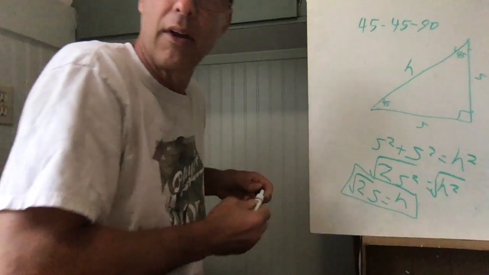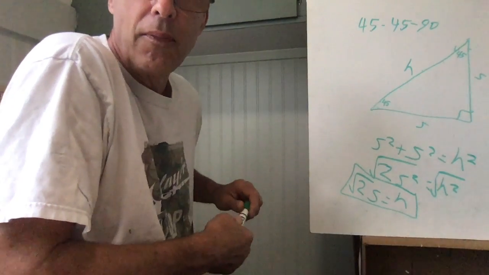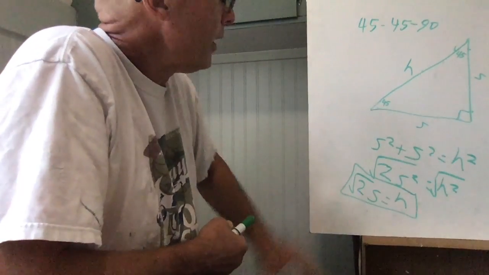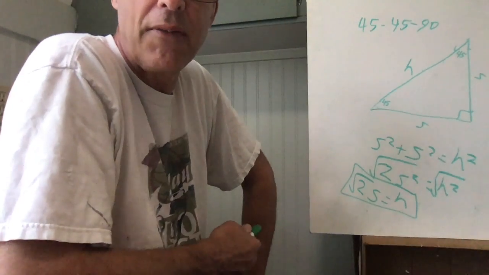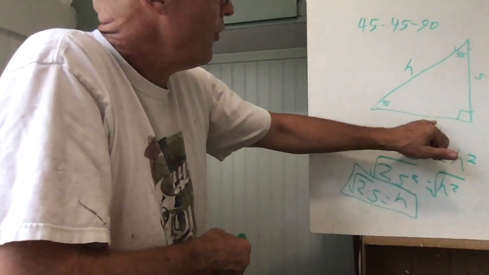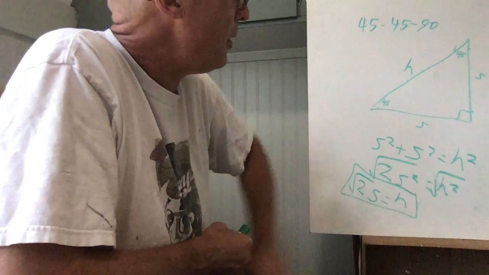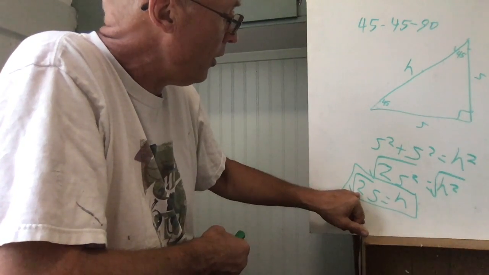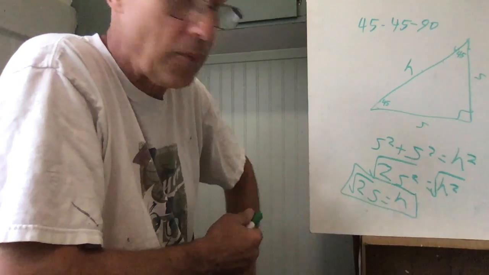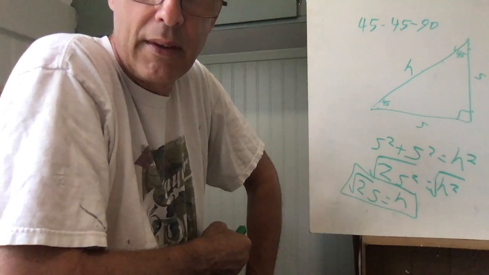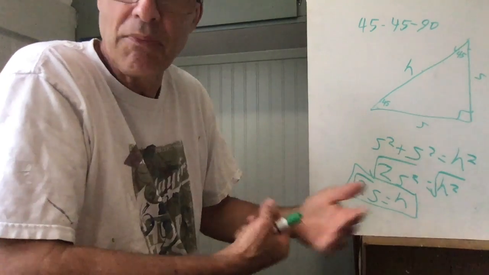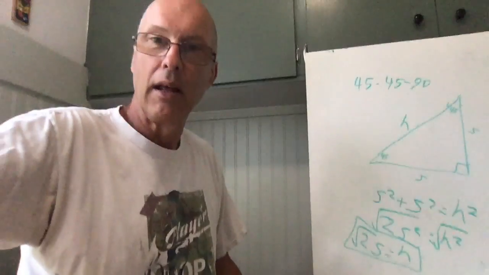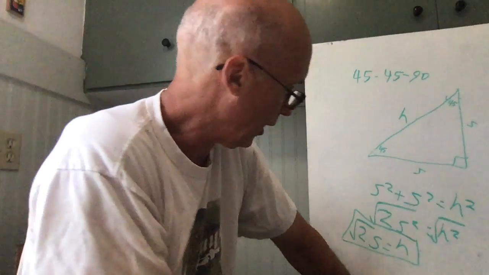So you end up finding out, and this is theorem 8.8, that in a 45, 45, 90 triangle, the legs of the triangle are going to be the same, and the hypotenuse is always going to be the square root of 2 times one of those legs. So that's that, okay? That's theorem 8.8. Let's talk about another special triangle.